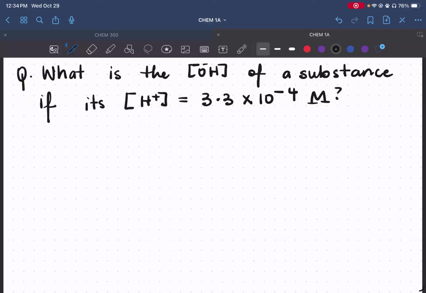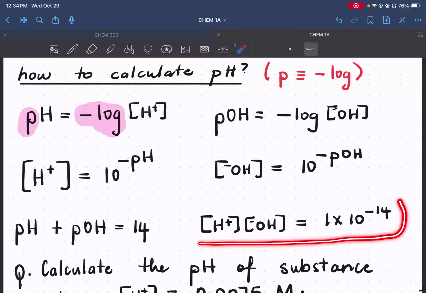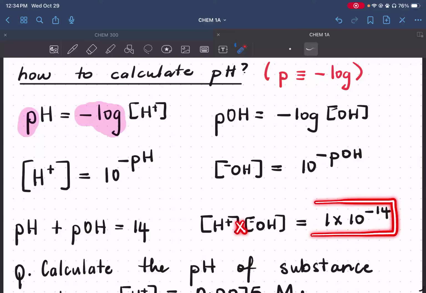All right, so we're no longer asking about pH or pOH. Now we're talking about concentrations. We're asked what is the OH concentration of a substance based on its H plus concentration. There are a couple ways you can go about this. The simplest way is remembering we have an equation right here that relates H plus and OH minus concentration. The product of the two is always going to be equal to 1 times 10 to the negative 14.